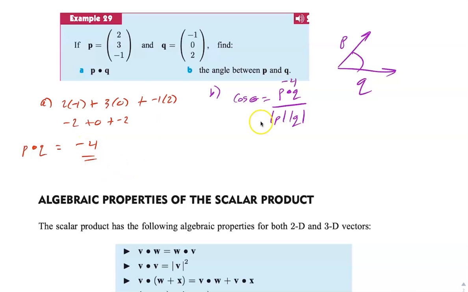Now you just have to find the magnitude of each one separately. So let's do it on the side here, the magnitude of P. Remember the formula for magnitude? It's in your formula sheet. It's essentially the Pythagorean theorem, in this case with 3 terms.